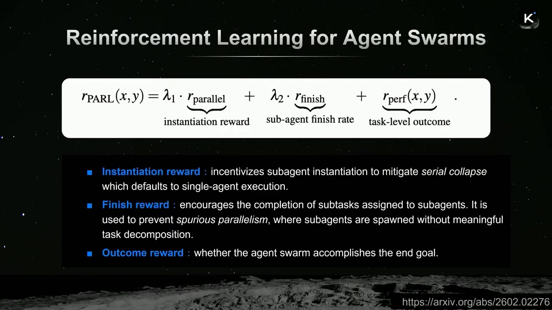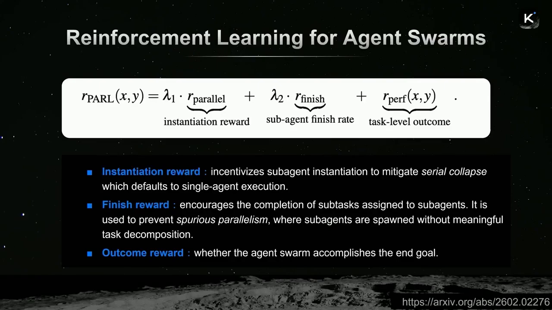And of course, we can decay the weight for this instantiation reward term over the training course, because once it learns parallel execution, we can reduce the weight. And the second term here is the finished reward.